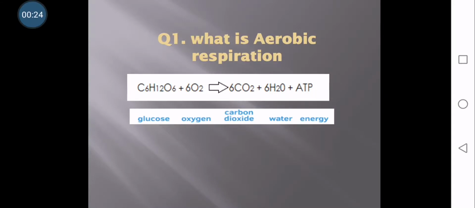So you have studied aerobic respiration, where we need oxygen for this respiration. Glucose in the presence of oxygen will produce the byproducts carbon dioxide, water and a large amount of energy. This is what you have to keep in mind, the difference between aerobic respiration and anaerobic respiration. Aerobic is where glucose in the presence of oxygen produces these two products and a large amount of energy.